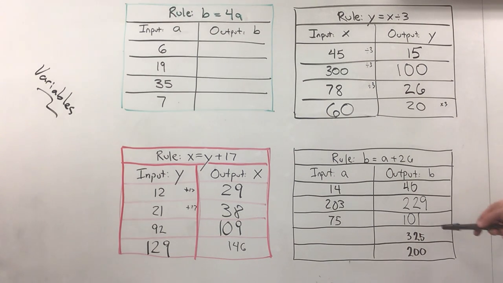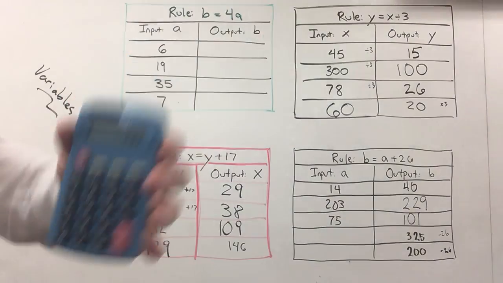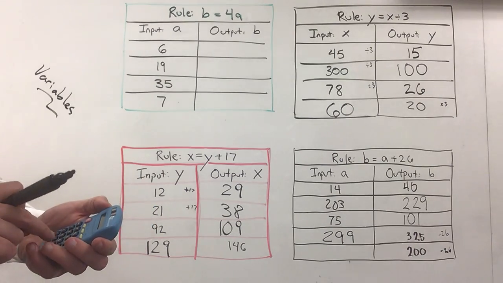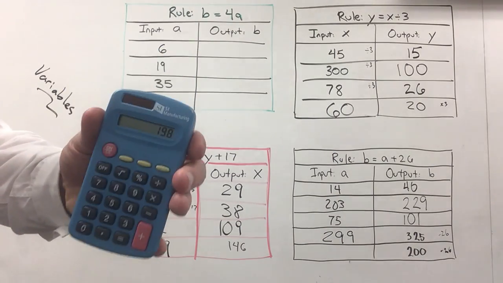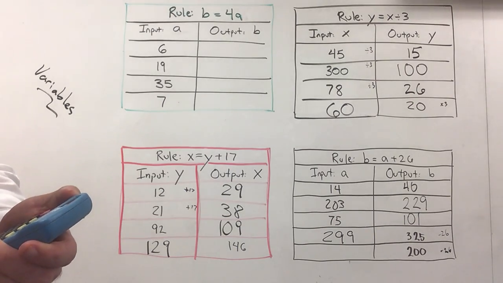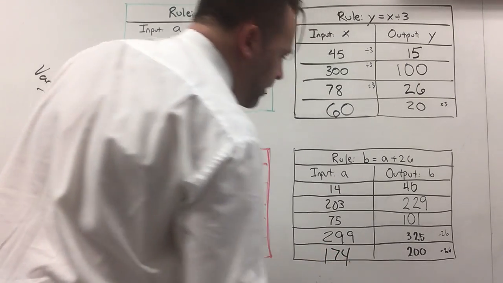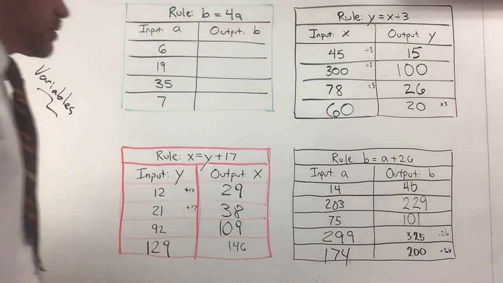Uh-oh. It's got the output. We don't know the input. What can we do? Let's do the opposite. Instead of plus 26, do minus 26. Type those in, see what you get real quick. 325 minus 26, 299. 200 minus 26. There you go, 174. So sometimes if they give you the output, just go backwards, okay?